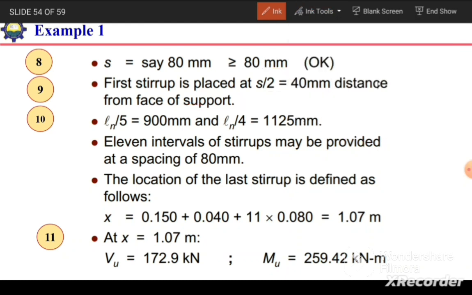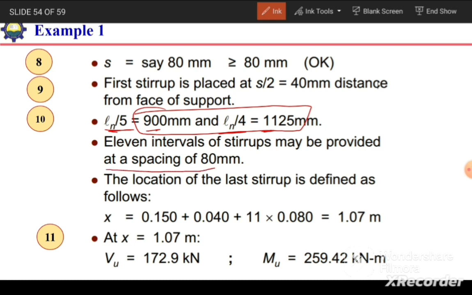So the next question is, up to how much length we need to continue this spacing of 80 millimeter. We need to continue this spacing up to ln by 5 or ln by 4. So ln by 5 is 900 millimeter, and ln by 4 is 1125 millimeter, meaning 1.125 meter. So we can check how many stirrups can be provided in between these two lengths. So 11 intervals of stirrups may be provided at a spacing of 80 millimeters.